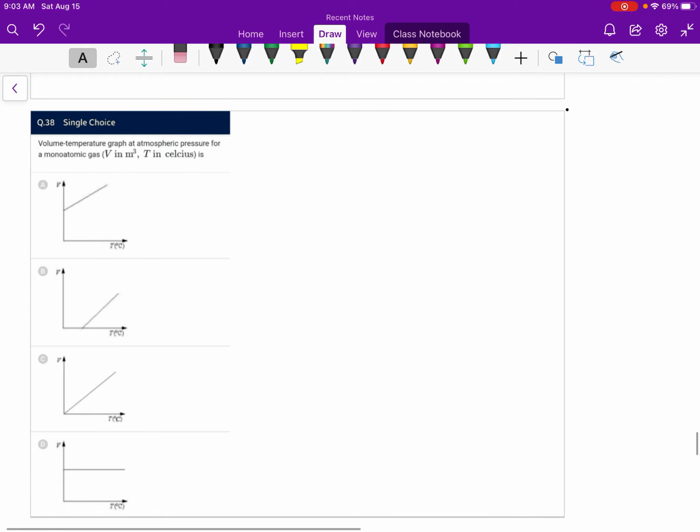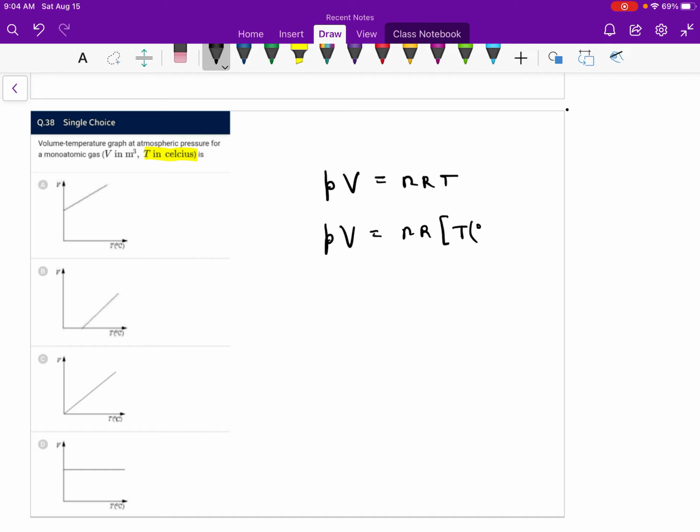Volume-temperature graph at constant pressure, with T in Celsius. This is the important point: T is in Celsius, not Kelvin, so the graph will not pass through the origin. If we write the equation, PV = nRT, here T is in Kelvin, so nR times (T in degrees Celsius plus 273). Pressure is constant, so the volume-temperature graph is a straight line, but it will not pass through the origin, so A is the correct option.